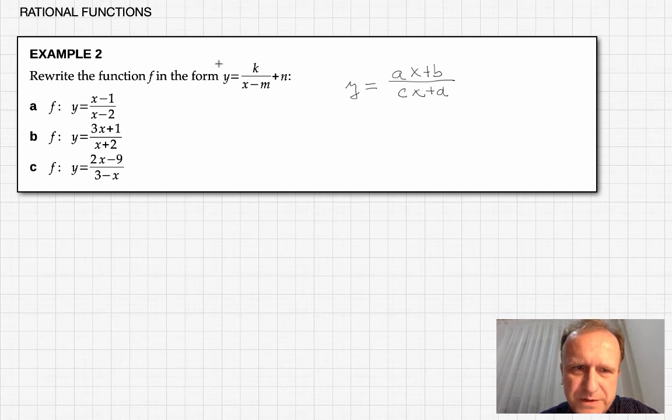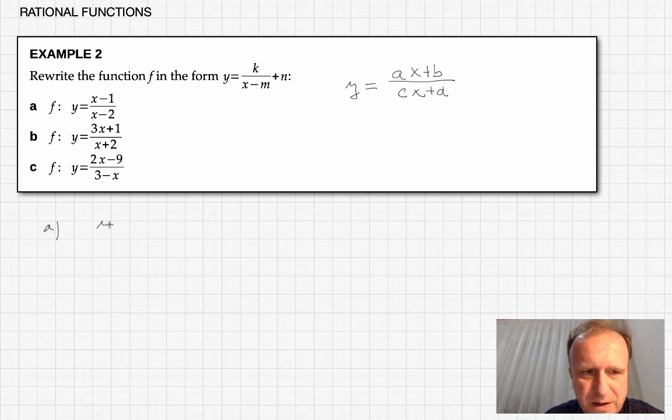What we know at the moment is how to sketch the graph of the function in this form. Now, this exercise serves the purpose of showing how to transform the equation of the rational function to this form, which then helps us to sketch the graph quickly. So let's start with part A of the exercise.